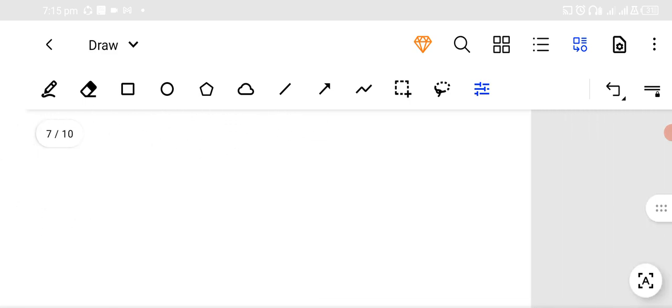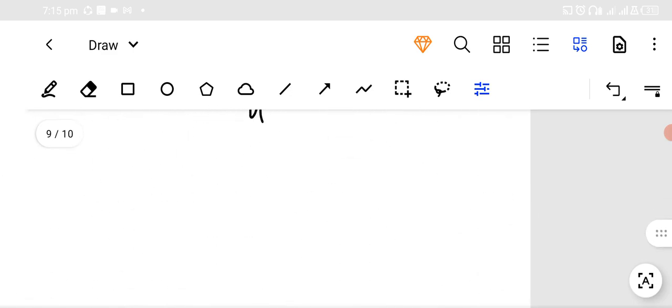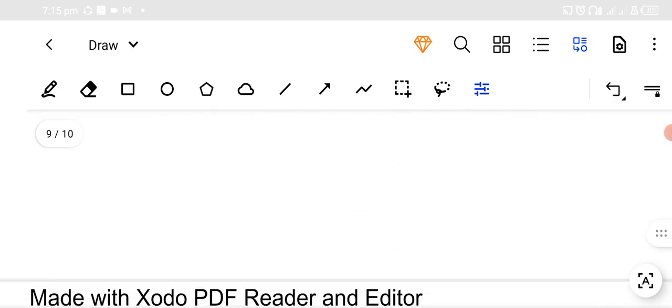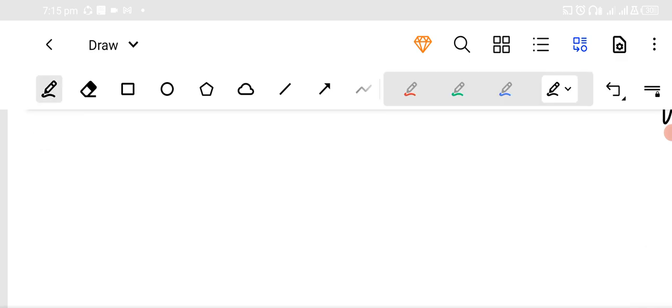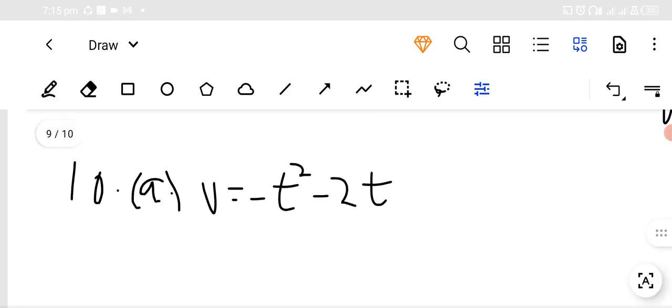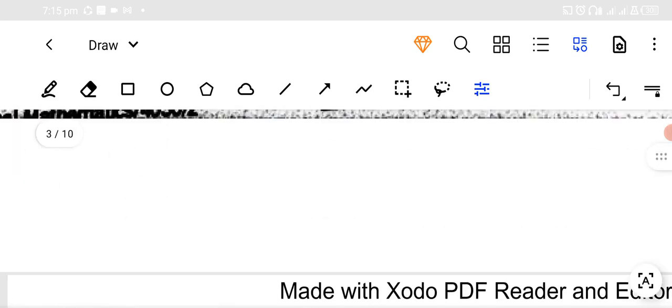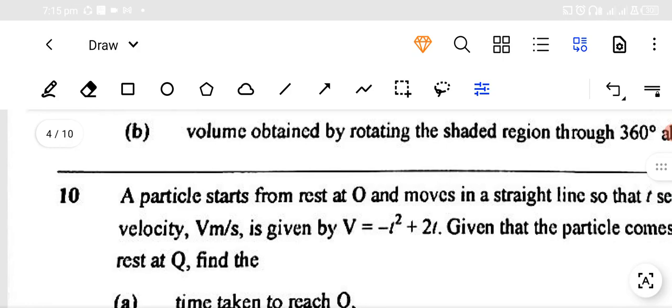So I'm going to question 10a. Where did we answer our volume? Oh, volume question. Where is it? Did it fill the page? I think we just continue accordingly. It looks like there is enough space on this page. So question 10a, v is equal to negative t squared plus 2t, like that. And we can confirm.